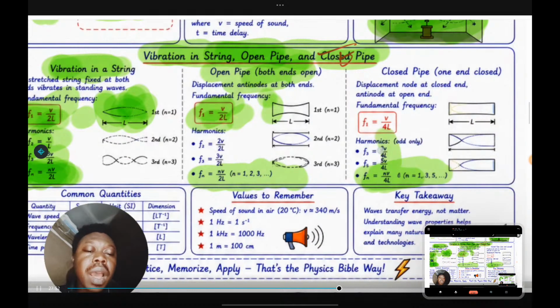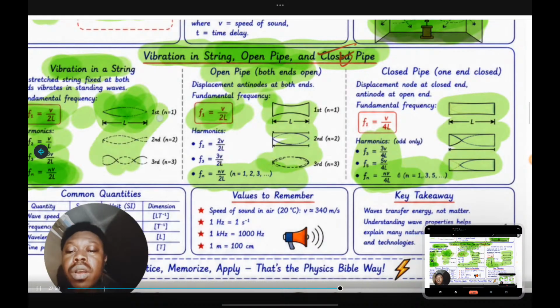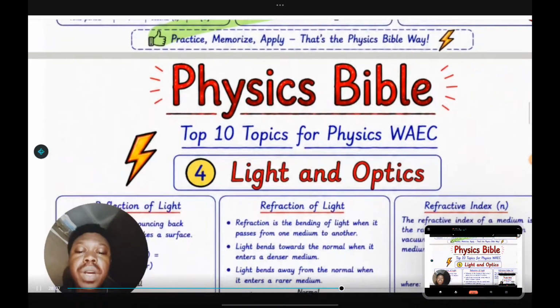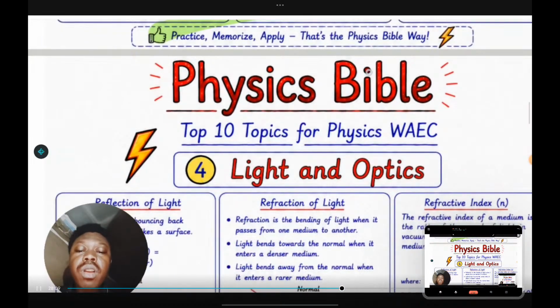If you know this general formula, you'll be able to generate whichever formula comes out in your exams, and you solve a problem and you move. So please take note of all this. So we are done with number 3. We go to number 4 now.